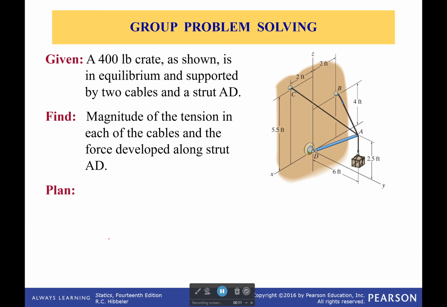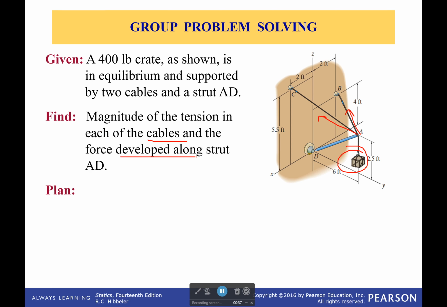Okay, so how's this look? Well, we have a 400-pound crate, which we see right here. And it's supported as shown. It's in equilibrium, it's not going anywhere. We got two ropes, and as we know, ropes are always pulling, so they should be applying forces in this direction. And we have a pole, which, well, it can pull or push, so we don't quite know what direction it's going to go. What we want is the magnitude of the tension in each of the cables, okay?